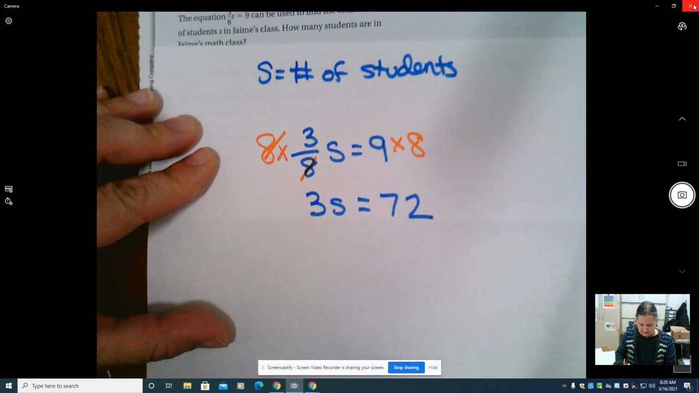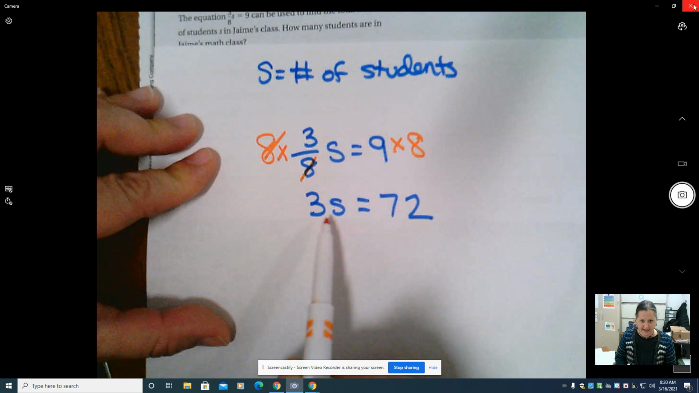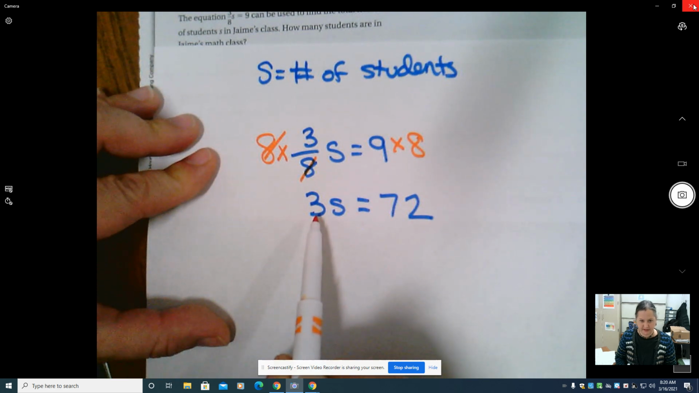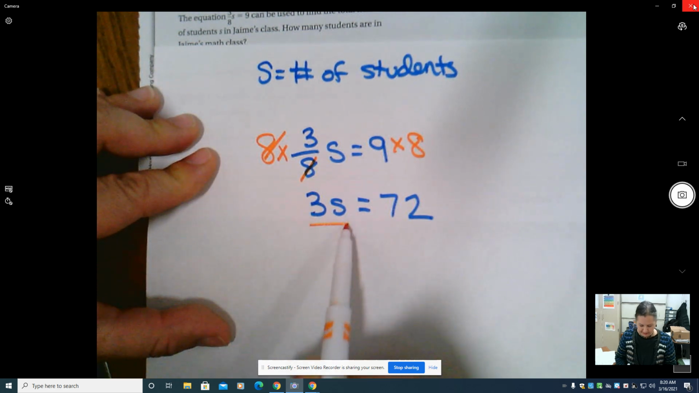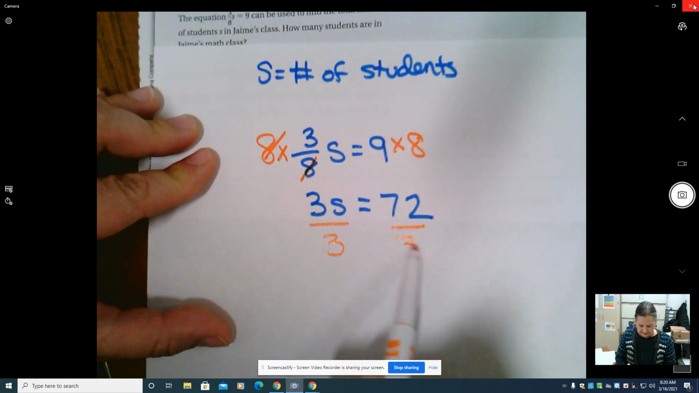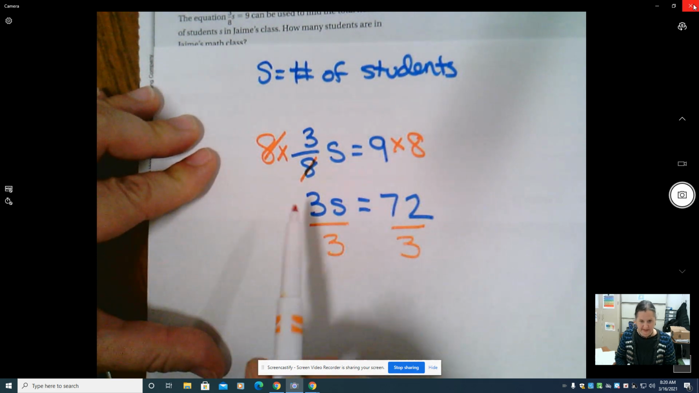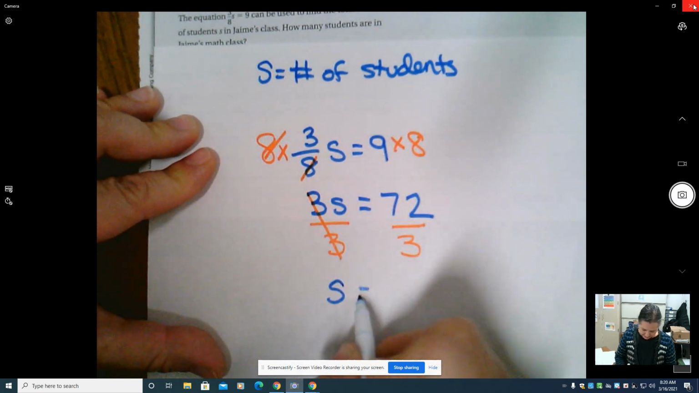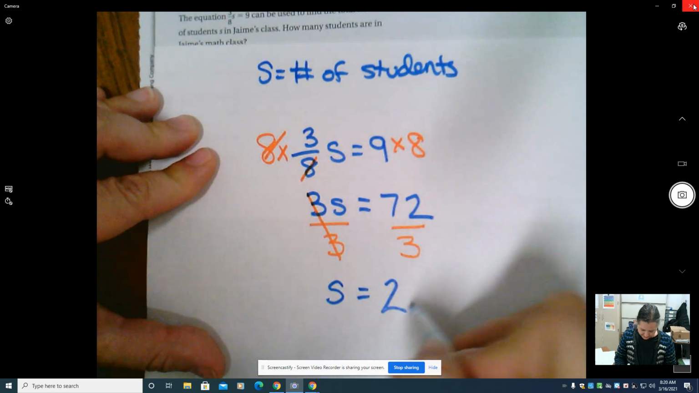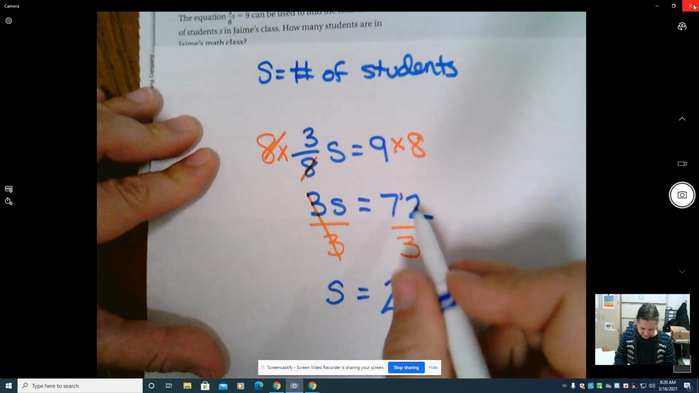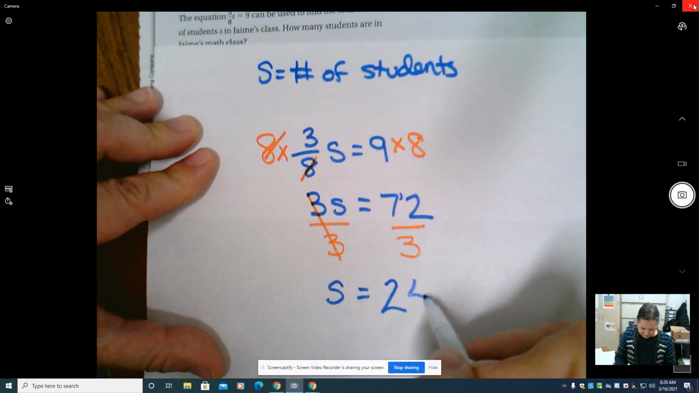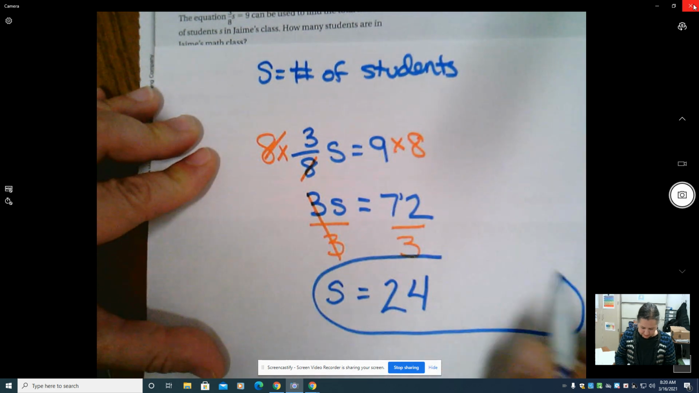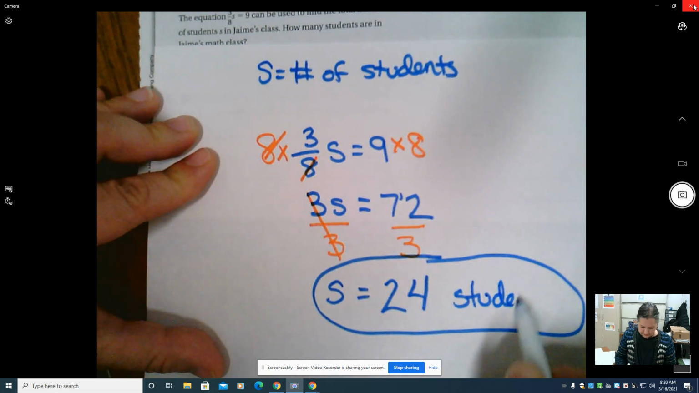All right, I don't have my S all by itself yet. I'm multiplying by this coefficient 3. So in order to get rid of the 3, I divide both sides by 3 using the inverse operation. These cancel, and I am left with S equals... 3 fits into 7 twice with 1 left over. So 3 fits into 12 4 times. S equals 24 students.